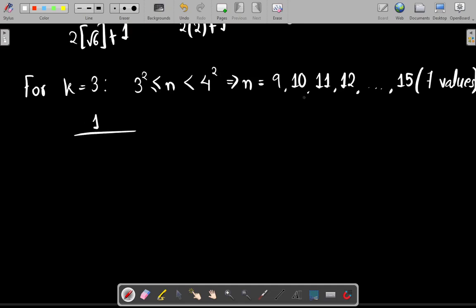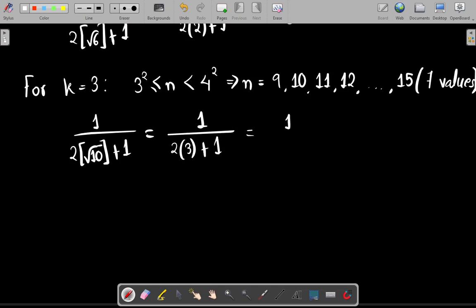Let's say I'm taking this value, the 10th term. So this will be equal to 1 upon 2 times the greatest integer of square root of 10 plus 1. Square root of 10 is 3 point something, so the greatest integer will give you a value of 3. So this becomes 1 upon 7.